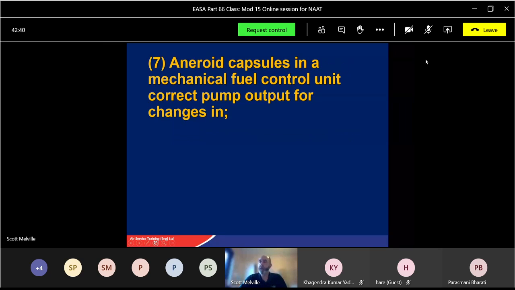7, aneroid capsules in a mechanical fuel control unit correct pump output for changes or correction in what conditions?